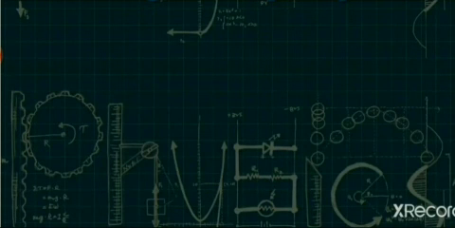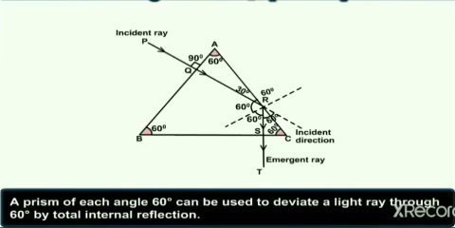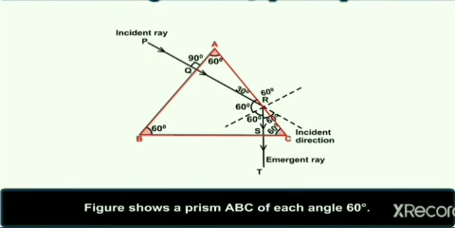2. Total internal reflection through a prism where each angle is 60 degrees, that is, equilateral prism. A prism of each angle 60 degrees can be used to deviate a light ray through 60 degrees by total internal reflection. Figure shows a prism ABC of each angle 60 degrees.